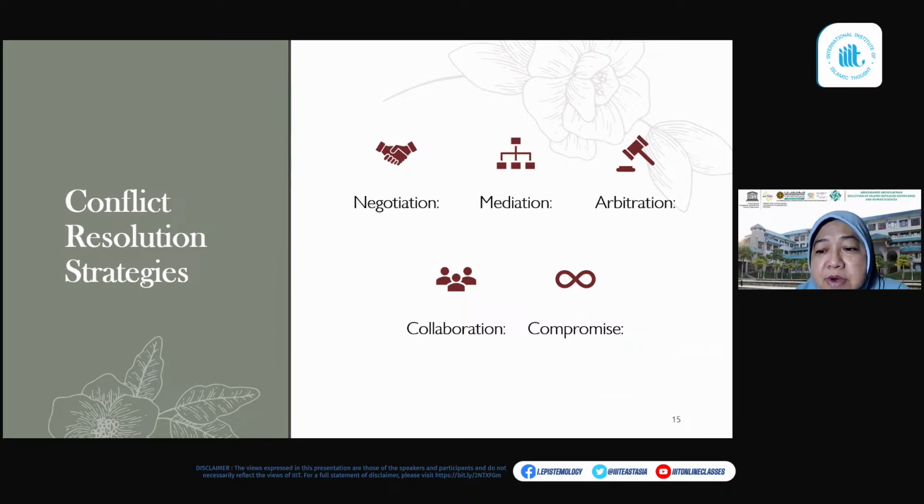Collaboration. Collaboration is when both parties work together to find a win-win solution that satisfies everyone's needs and resolves the conflict. And the last one is compromise, where each party gives up something to reach a mutually acceptable solution. Now, understanding conflict and its dynamics is crucial for effectively managing and resolving disputes, from the micro level into the larger social context.